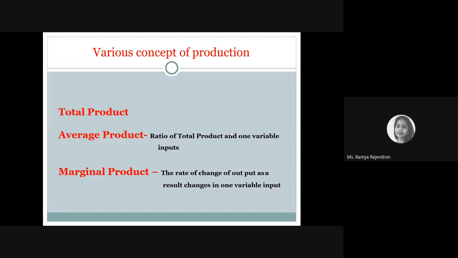We'll be discussing the two laws later, so don't get confused. Just understand the formula. And marginal product is the rate of change of output to the rate of change of one variable input. I'll show you a table where we'll be calculating the total product, average product, and marginal product. Just understand this concept.